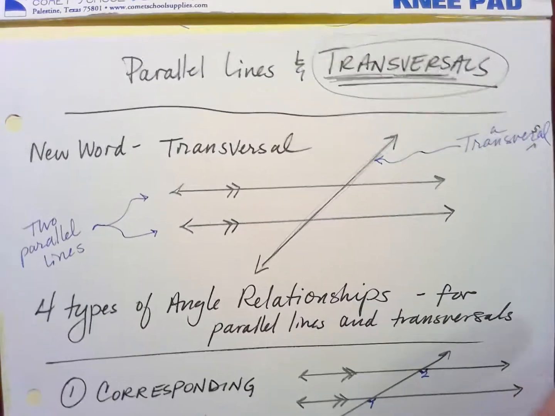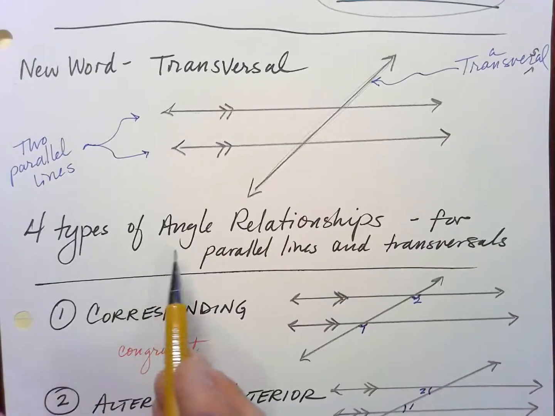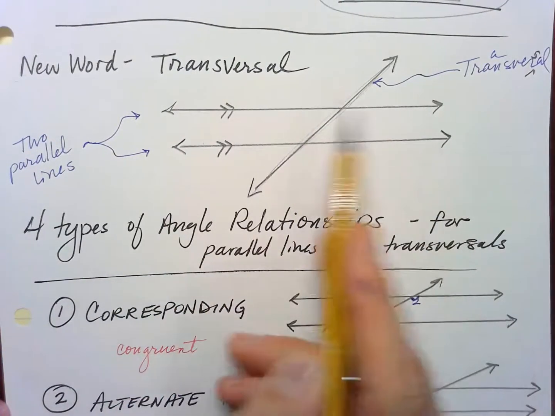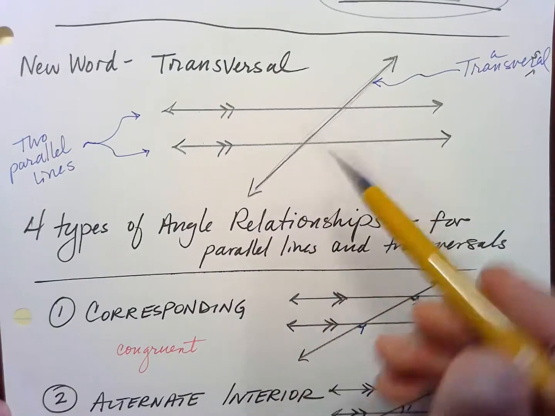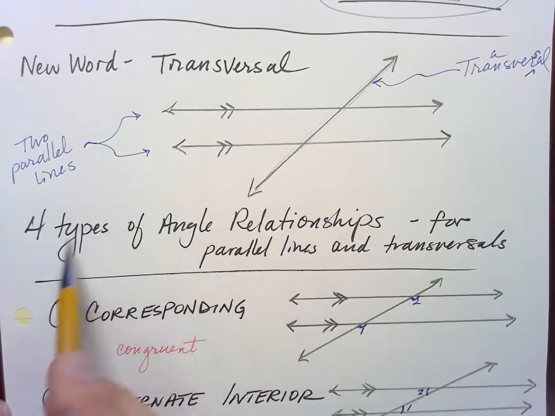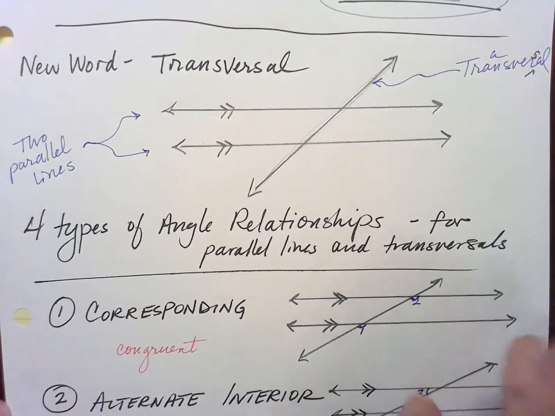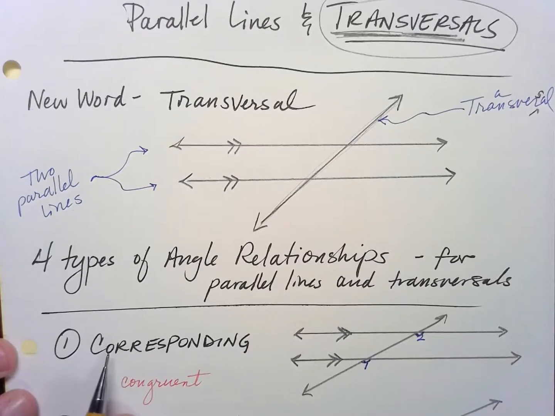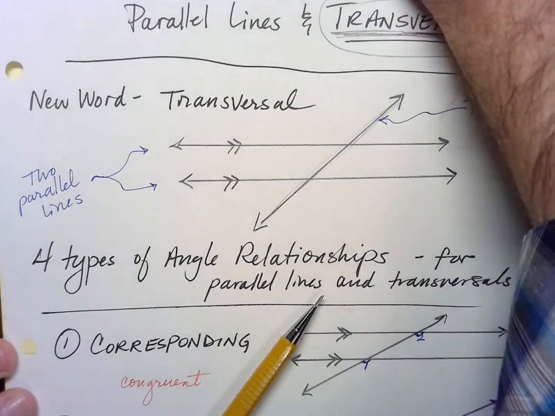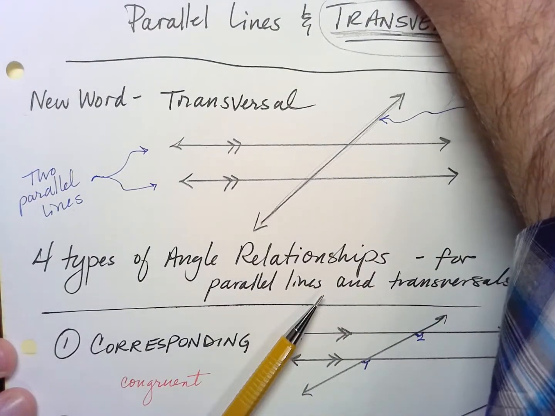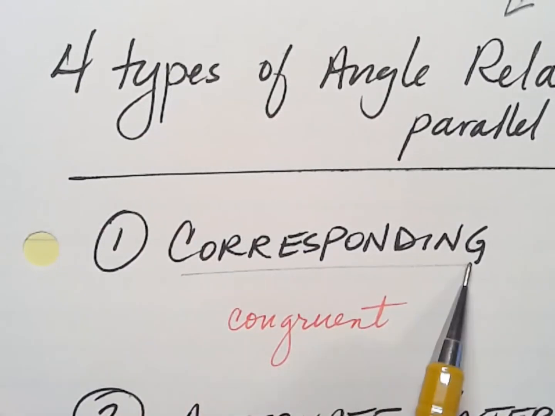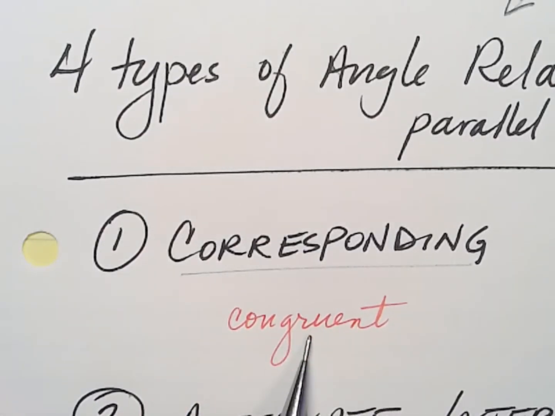And the interesting thing that happens here is that there are four types of angle relationships that come out of this scenario. When you have parallel lines and then you cut across them, there are four types of angle relationships that come out of it. Okay, and so the first type of angle relationship is a corresponding angle. Let me zoom in a little bit here and see if this will help us. Okay. The first type of angle relationship is corresponding, and these are congruent to each other.